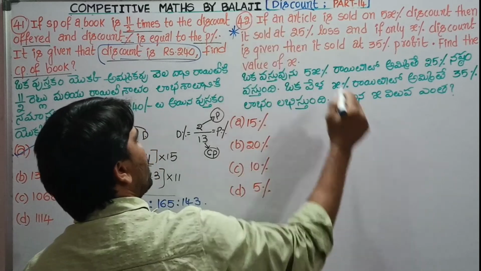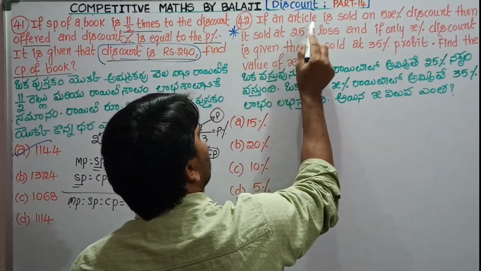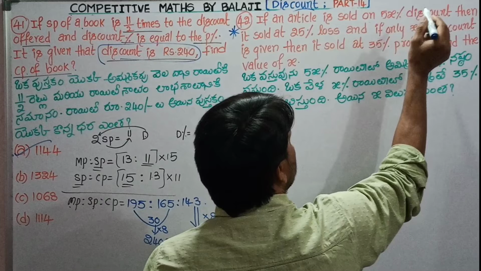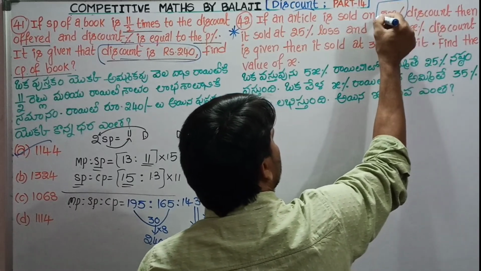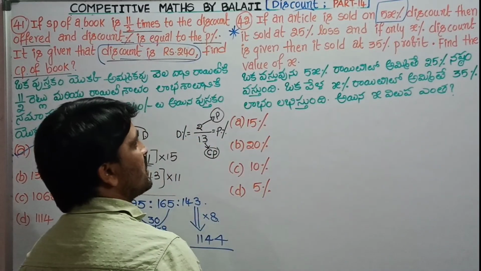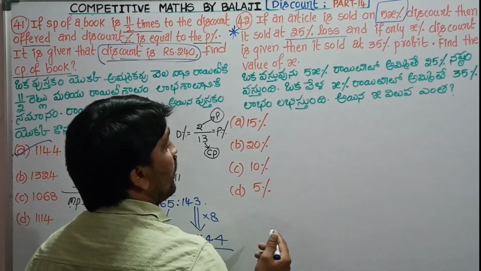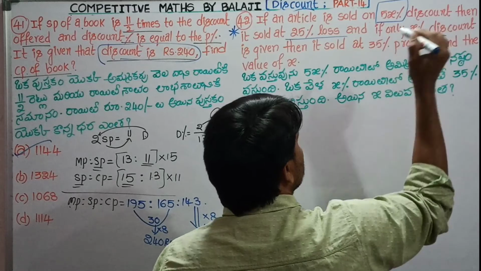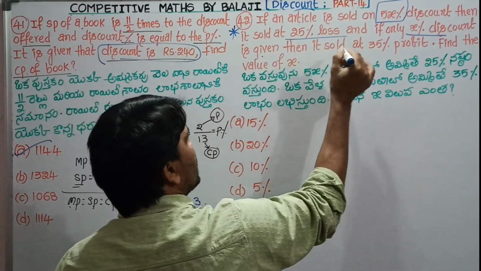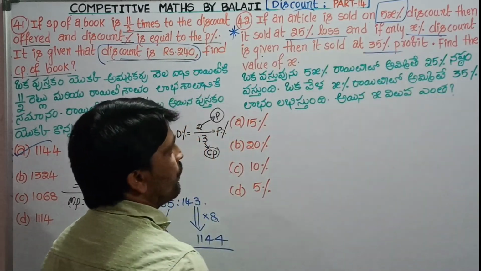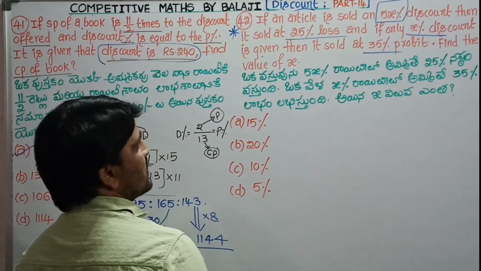Most important one, 42nd. If an article is sold at 5x% discount, then it is sold at 25% loss. And if only x% discount is given, then it is sold at 35% profit. Find the value of x.